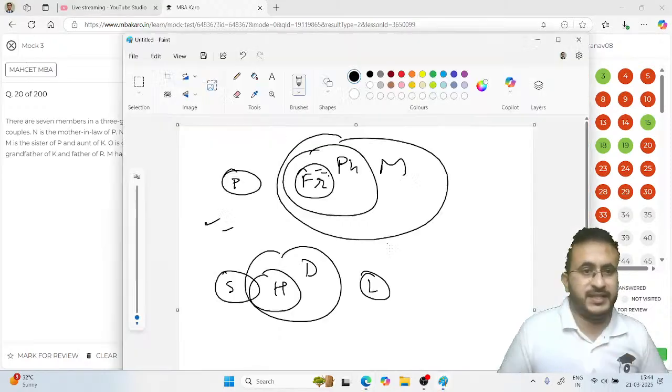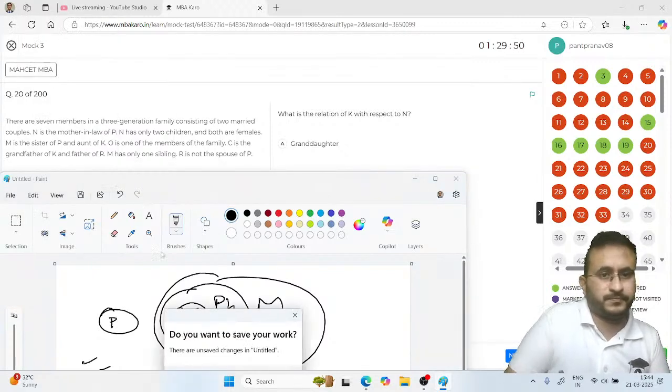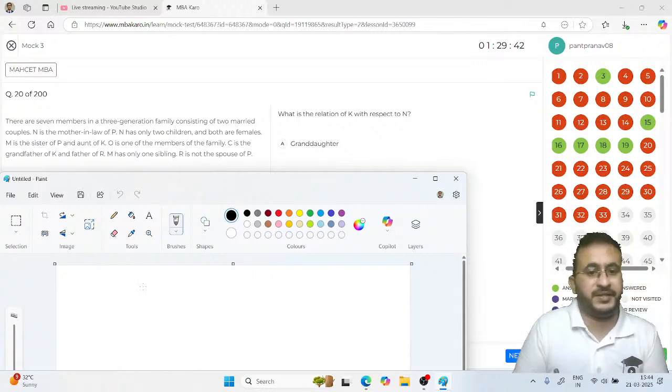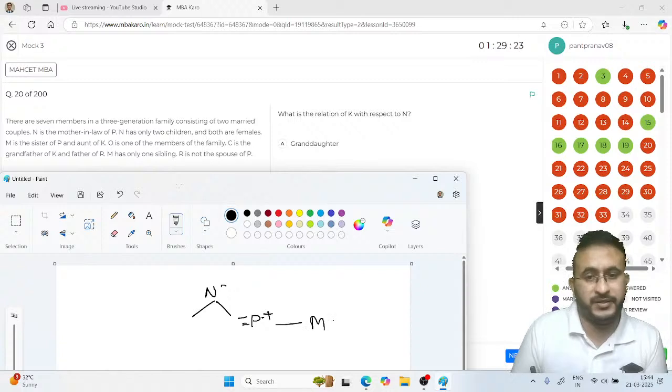Okay. So there is a blood relation. It says that there are seven members in a family, consisting of two married couples. N is the mother-in-law of P. Right? So N is here and P will be here. Okay, N has only two children and both are females. So N has two daughters, right? So this will be a male. And M is the sister of P and aunt of K. So they will have some child K. And O is one of the members of the family. There is one person O here. C is the grandfather of K. So C will be this person and father of R. So M has only one sibling. So this is P only.